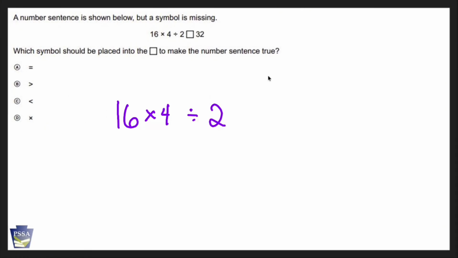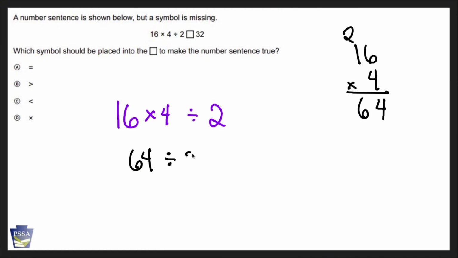If you need to go off to the side and do 16 times 4, that's not the end of the world. 4 times 6 is 24, so write out a 4, carry the 2. 1 times 4 is going to be 4 plus 2 is 6. So we get 64 divided by 2. Now if you need to go off to the side and do 64 divided by 2 using long division, there's nothing wrong with that either.